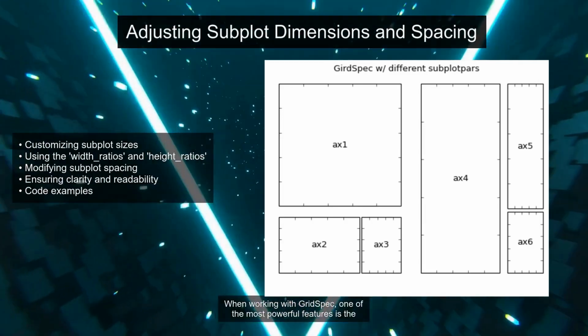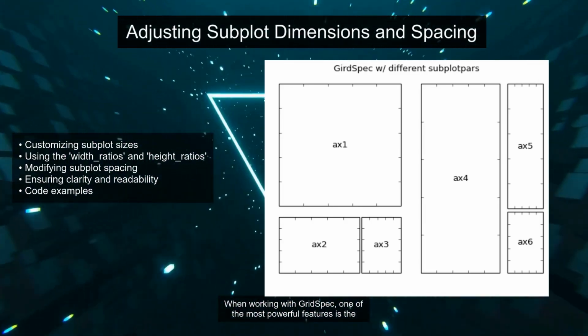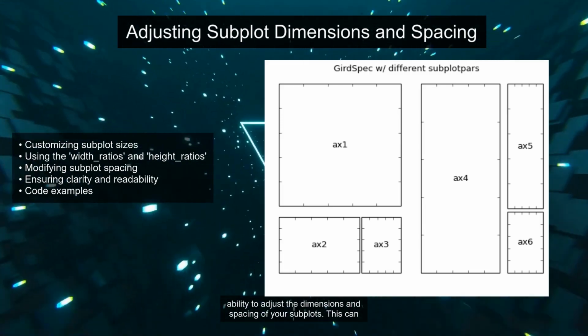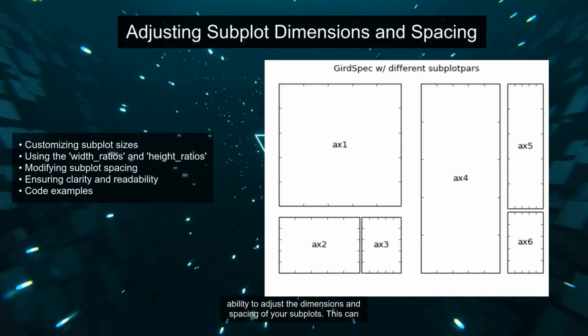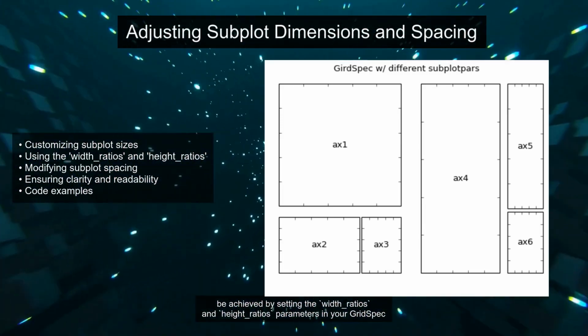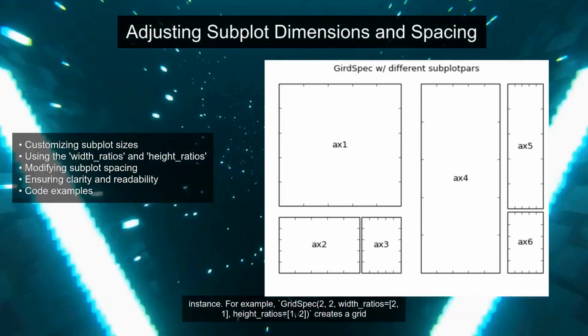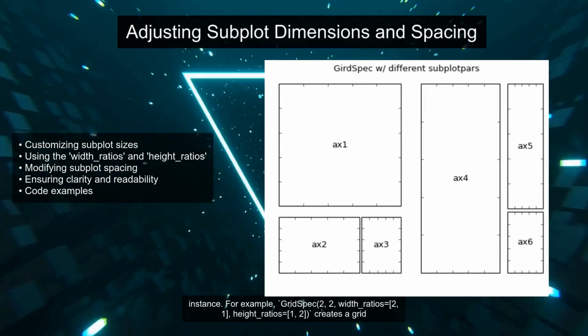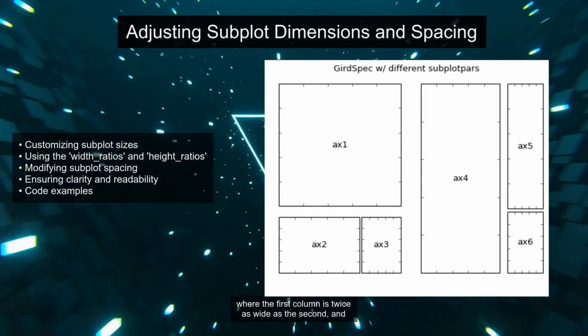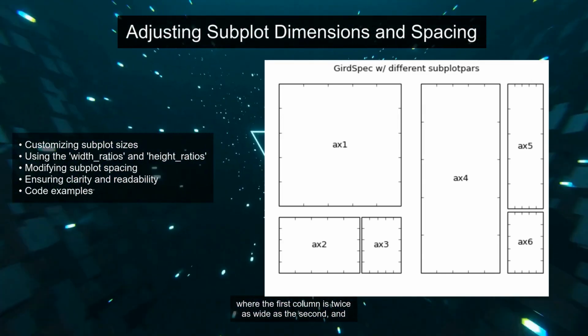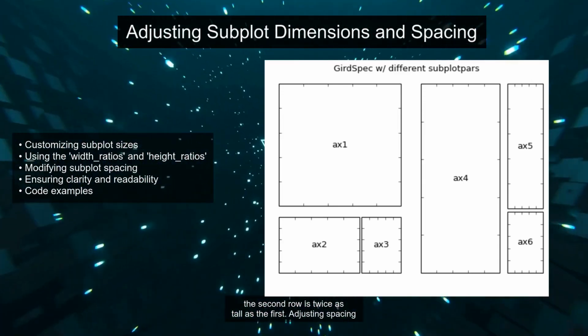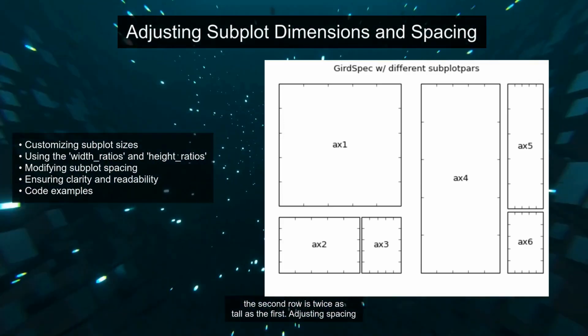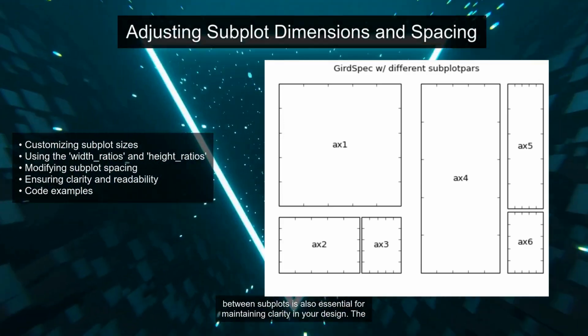When working with GridSpec, one of the most powerful features is the ability to adjust the dimensions and spacing of your subplots. This can be achieved by setting the width_ratios and height_ratios parameters in your GridSpec instance. For example, GridSpec(2, 2, width_ratios=[2, 1], height_ratios=[1, 2]) creates a grid where the first column is twice as wide as the second, and the second row is twice as tall as the first.